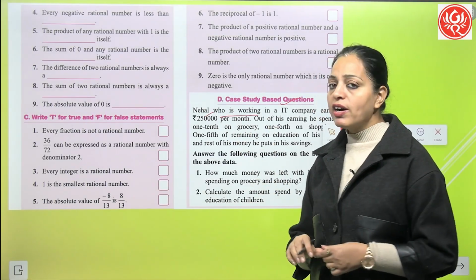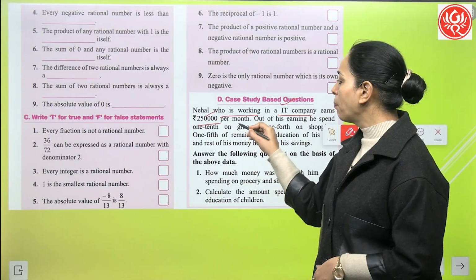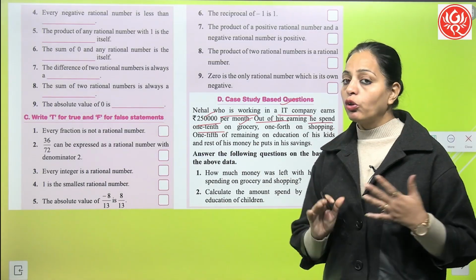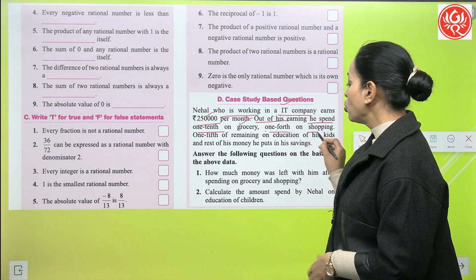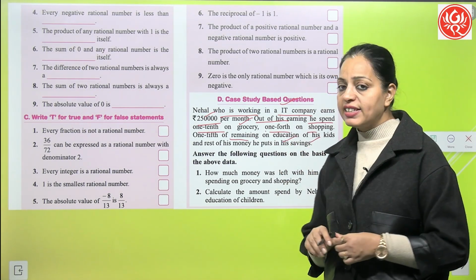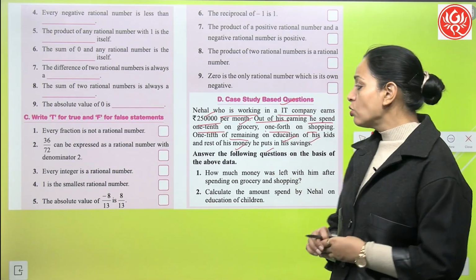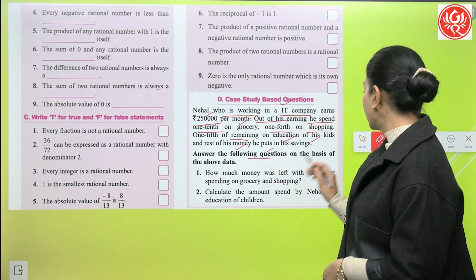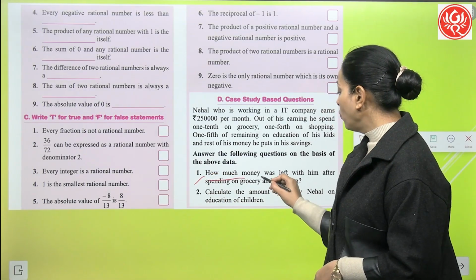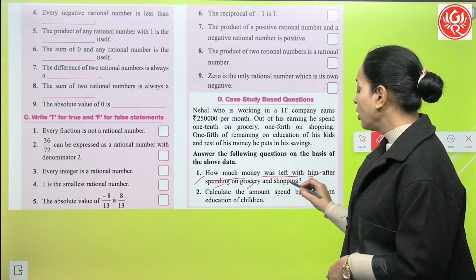Okay. Now come to next D part, case study based question. Nehal, who is working in an IT company, earns rupees 2,50,000 per month. Out of his earning, he spent 1/10 on grocery, 1/4 on shopping, 1/5 of remaining on education of his kids, and rest of his money he puts in his savings. So answer these questions on the basis of the above data. The first one, how much money was left with him after spending on grocery and shopping?